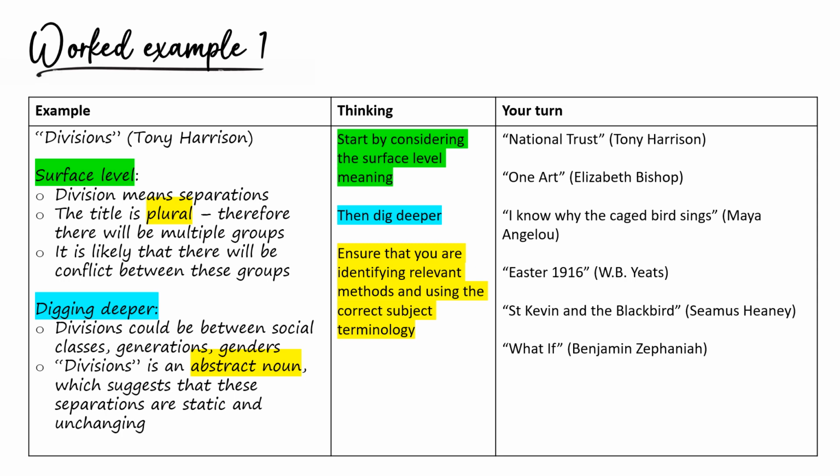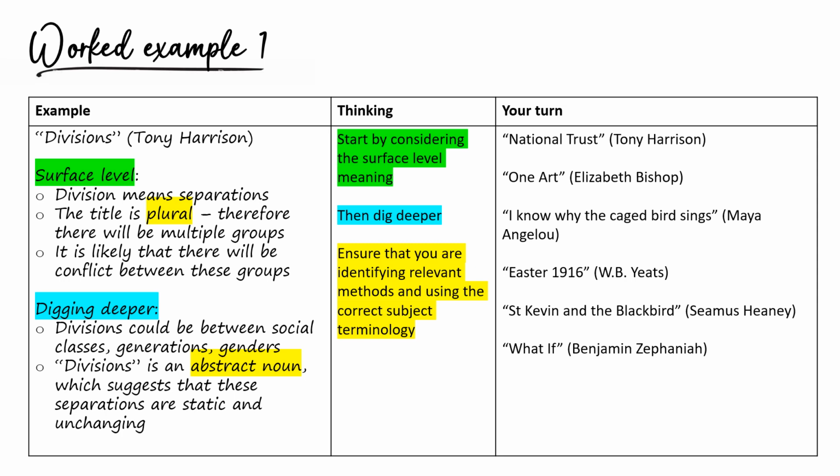And for our analysis, we start by looking at the surface level. So we know that division means separations. We can see that the title divisions is plural. So therefore we're going to have multiple groups, separations between multiple groups. And when we have separation, we've likely got conflict between these groups.